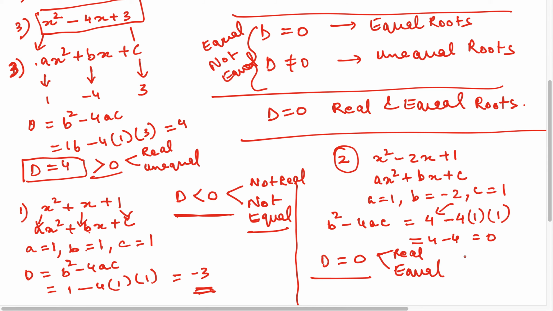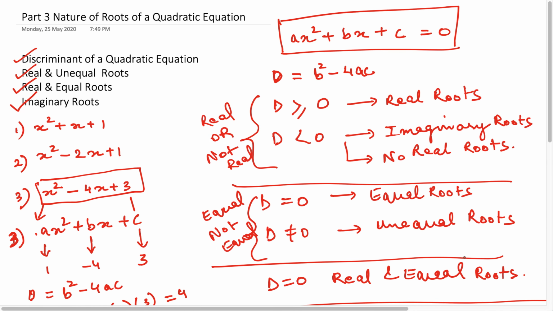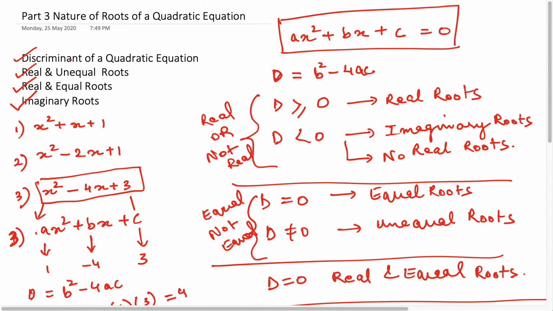Okay, so I will quickly summarize all the things that we studied. We studied what is the discriminant of a quadratic equation, denoted by d. It is equal to b square minus 4ac. If d is greater than 0, then roots are real and unequal. If d is equal to 0, then the roots are real and equal. If d is less than 0, the roots are imaginary and they are unequal as well.